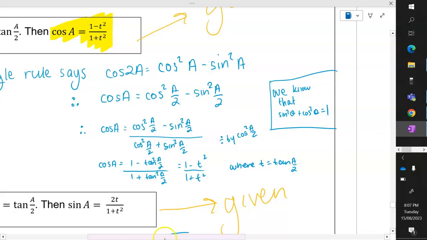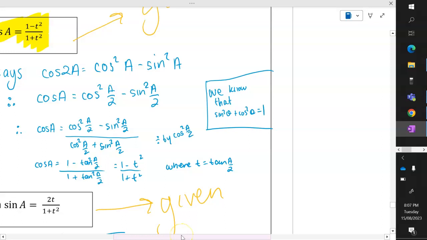And if I just scroll over to the side, I'll show you what I mean. I could think of it as cos squared a over 2 minus sine squared a over 2, and the whole thing's over 1. And this is a little trick. You know how there's often little tricks in extension.